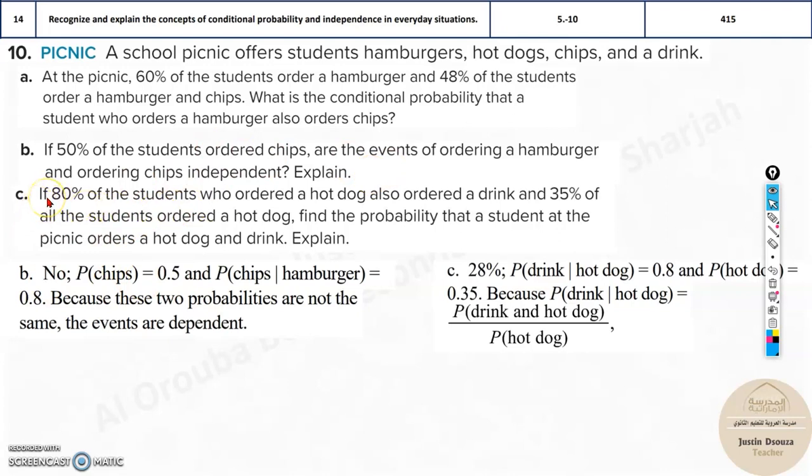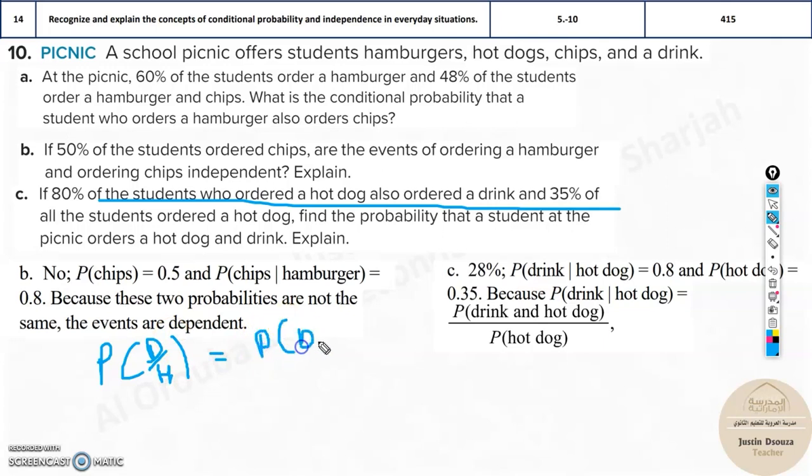And now they have told over here, if 80% of the students who ordered a hot dog also ordered a drink, can you see only the conditional probability is given, that is, whoever ordered a hot dog also ordered a drink. That means drink is given the condition that they ordered a hot dog. That is equal to the probability of hot dog and drink, H and D, divided by the probability of hot dog only.